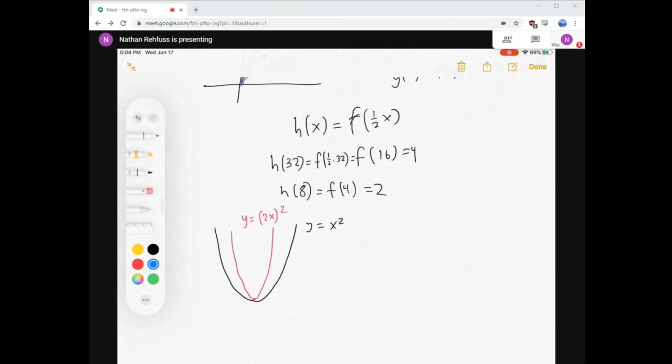Why did I put parentheses there? If the 2 was outside the parentheses, it would be a vertical stretch times 2. If it's inside the parentheses, it's a horizontal shrink times 2. So this big fat parabola here, maybe this is y equals 1/3 of x all squared. So that's a horizontal stretch times 3. This is a shrink times 1/2.